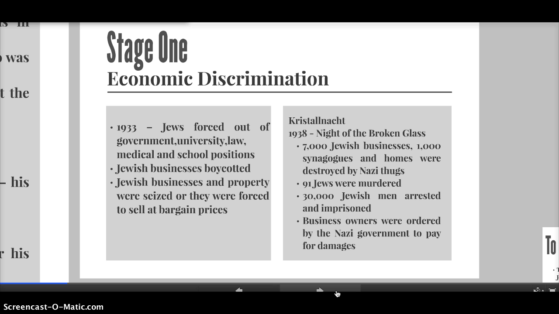This was when 7,000 Jewish businesses, 1,000 synagogues and homes were destroyed by Nazi thugs. There were 91 Jewish people murdered on that night, and 30,000 Jewish men were arrested and imprisoned. Business owners were ordered by the Nazi government to pay for damages. So that would be like somebody breaking something of yours, destroying it, and then saying you have to pay for the replacement.